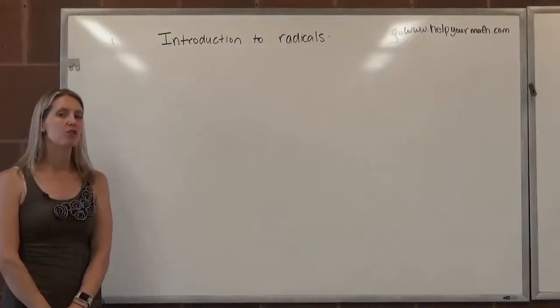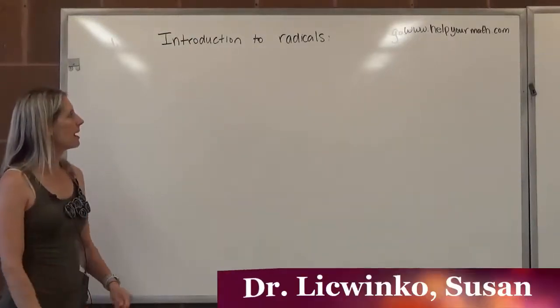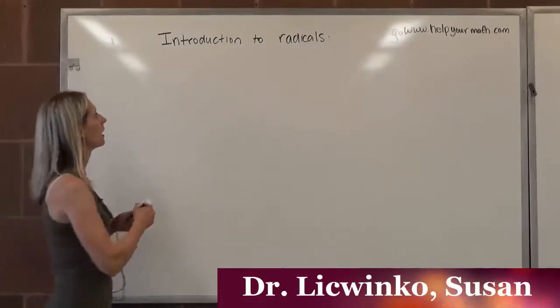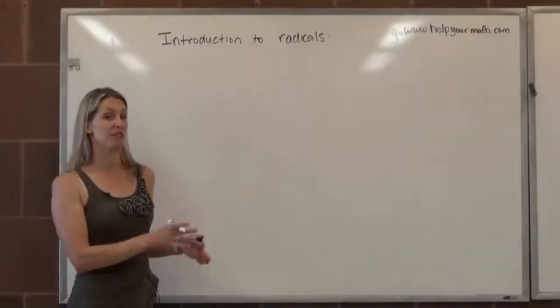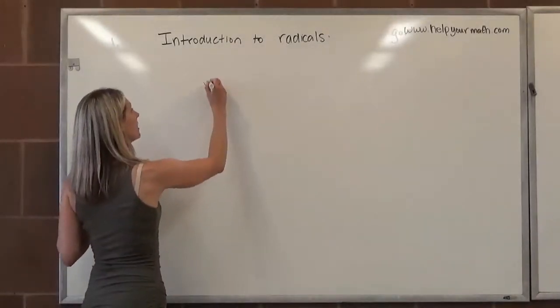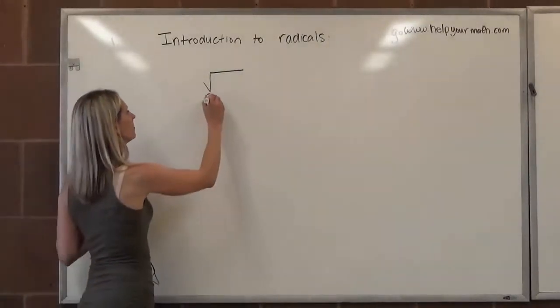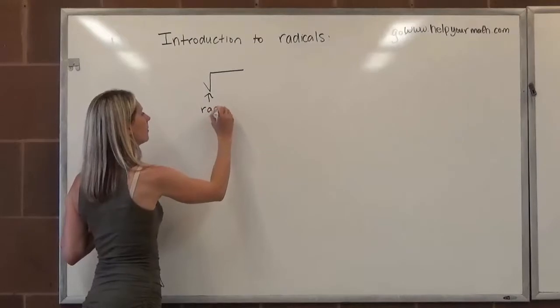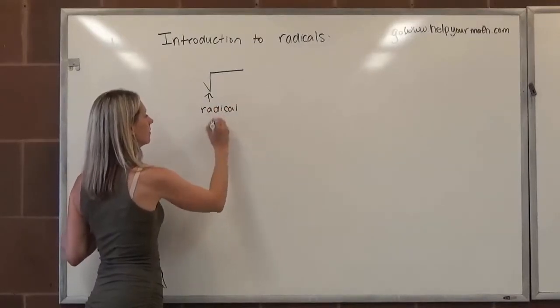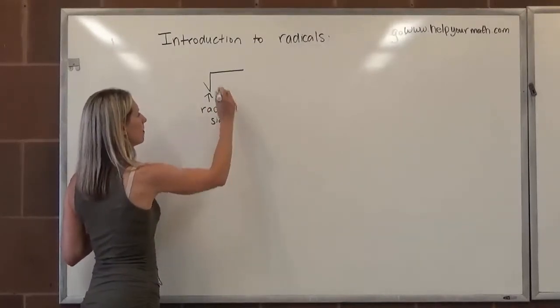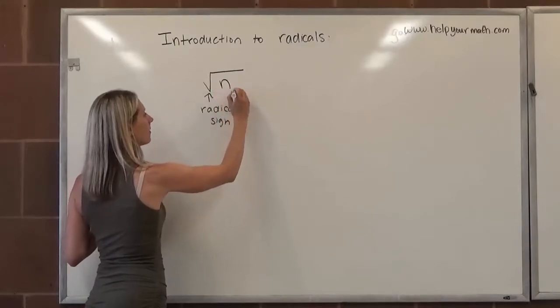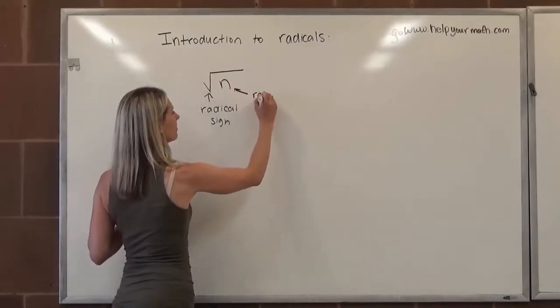Here we're going to look at an introduction to radicals. Mathematically, if we're given a radical, it looks like a check mark had a baby with a division sign. It looks like this. This thing is called the radical symbol. And when there's a number in there, let's say n, that thing itself is called the radicand.